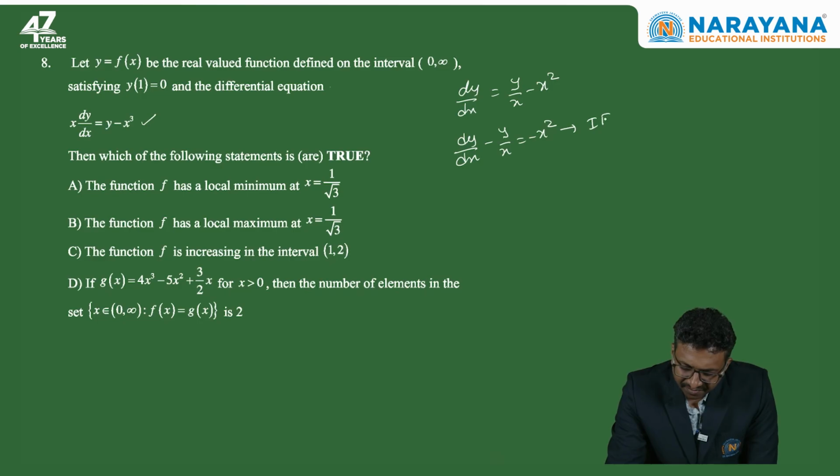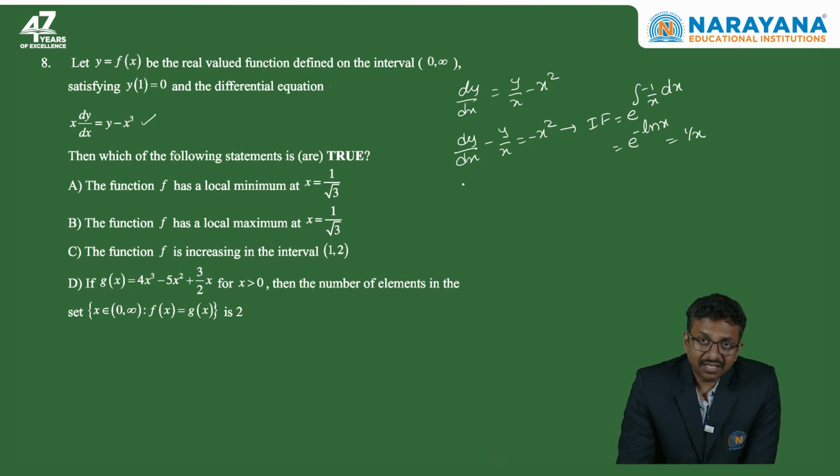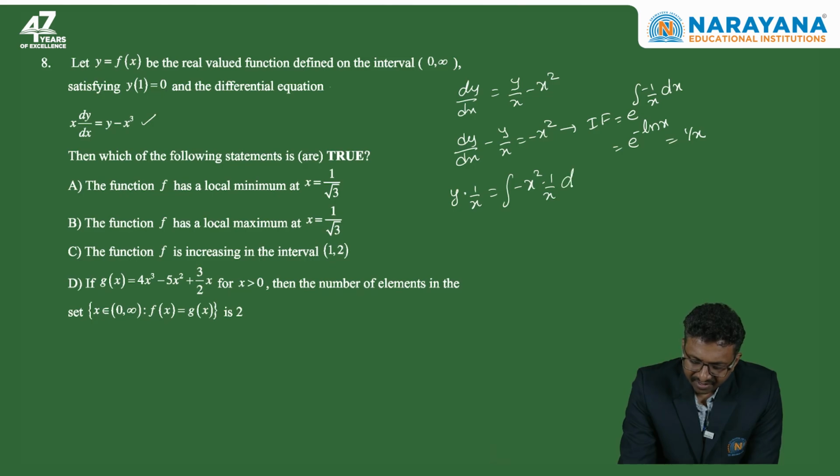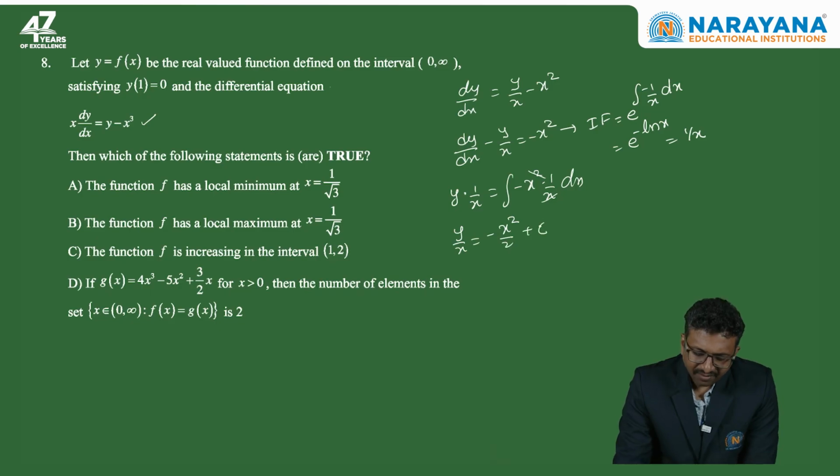So what is the integration factor? e power integration of minus 1 by x dx. So e power minus ln x, which is equal to 1 by x. So what is the solution to this? So y times the integration factor is equal to the integration of q of x times the integration factor dx. So y by x is equal to minus x square by 2 plus c.